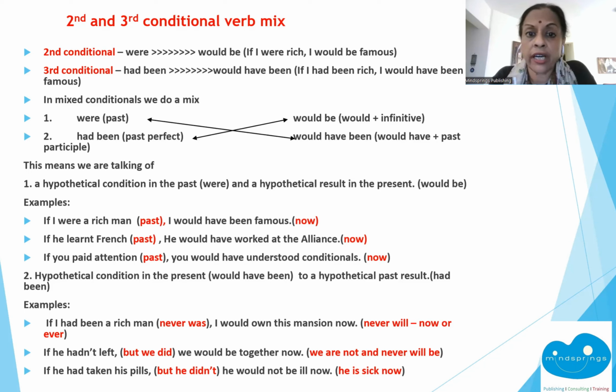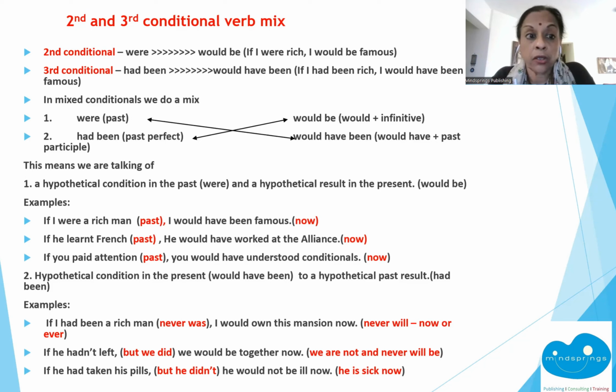If I were rich, I would be famous. And if I had been rich, I would have been famous. Both not possible. Just imagining. In mixed conditionals, we do a mix. So if you look at my number 1 and number 2, my second conditional is sitting in that number 1, and the second verb pair that I have given you is the third conditional. And I have mixed it. See those arrows, those are mixed. Were and would have been, had been and would be, which is not the traditional way.